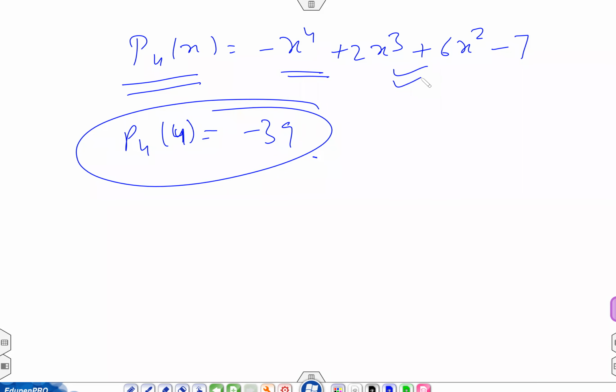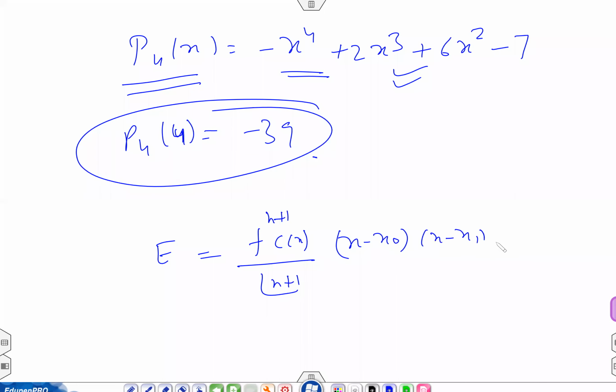And the error is the same. Since we are getting a unique polynomial, obviously the error will remain the same. So the error here is also the same, that is f^(n+1)(c(x)) upon (n+1)factorial, times (x minus x0)(x minus x1) up to (x minus xn). So this is the portion that is done up to here. Any doubt, then ask.